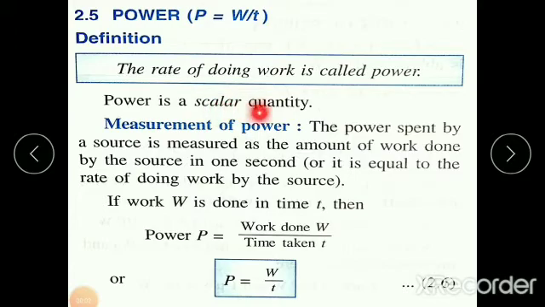Power is a scalar quantity. You know what a scalar quantity is? A quantity which has only magnitude and does not depend on direction. So power is also a scalar quantity. So let's see the measurement of power.